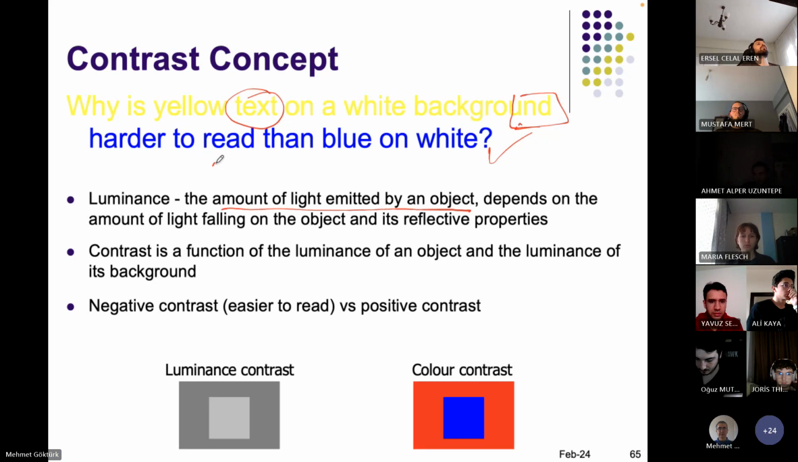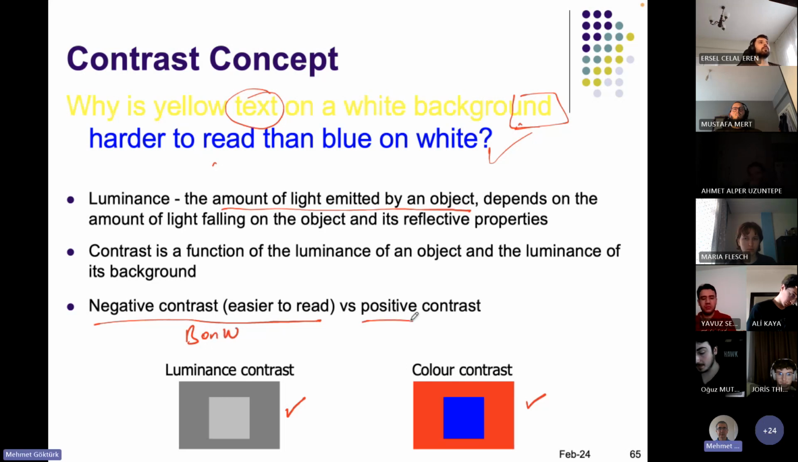And this is what we call luminance contrast. This is what we say color contrast. Colors are different. And there are negative contrast and positive contrast. Negative contrast is black on white. Positive contrast means white on black. Some of you like dark screens. Some of you like white screens when you are coding. White is easier.